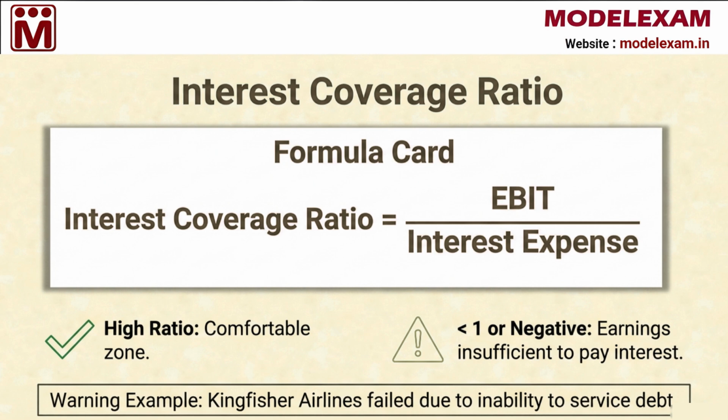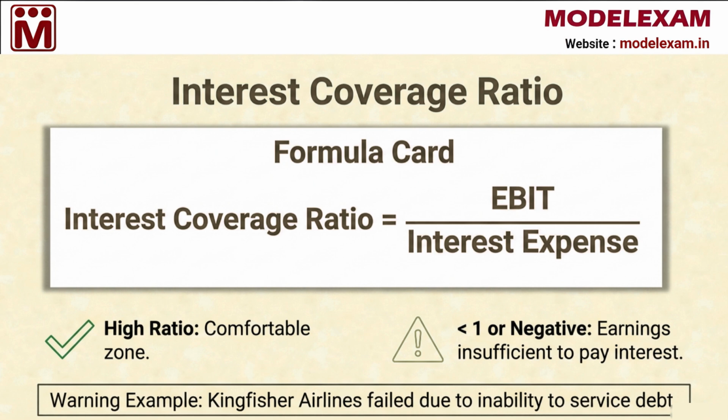It is not enough to just know the debt level. We must know if the company can pay the interest. For this, we use the interest coverage ratio. The formula is EBIT divided by interest expense. A high ratio puts the company in a comfortable zone. However, if the ratio is less than 1 or negative, it means earnings are insufficient to pay interest. This is a major warning sign.